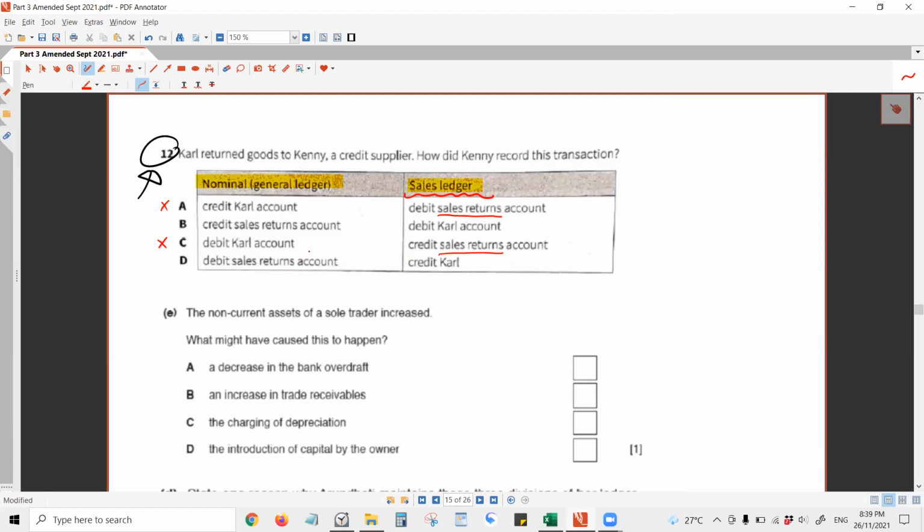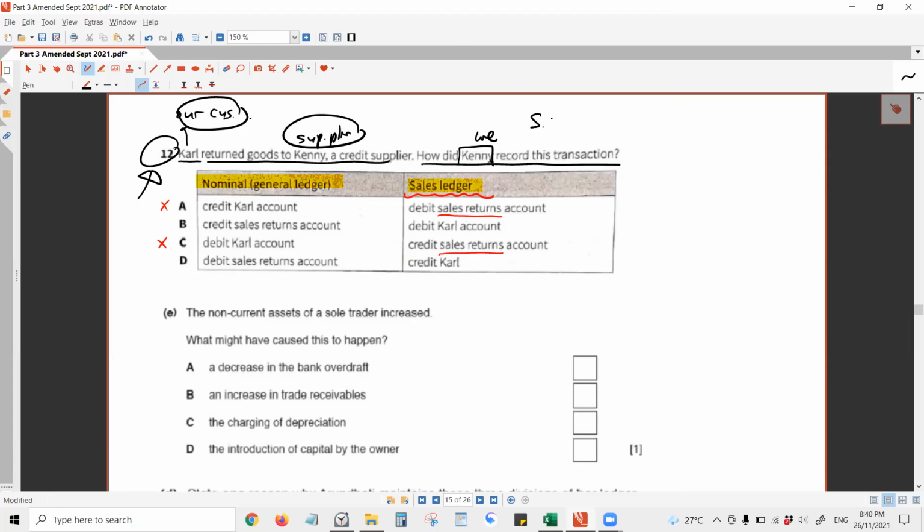Okay, and let's see the question. The first line. They ask you, how did Kenny record this transaction? Whenever the question asks you how somebody should record something, we are that somebody. So we are Kenny in this question. Are we customer or supplier? We have to see this sentence. Carl returned goods to Kenny. Okay, we are supplier. Then who is Carl to us? Our customer. Okay, Carl is our customer. So our customer returned goods back to us.